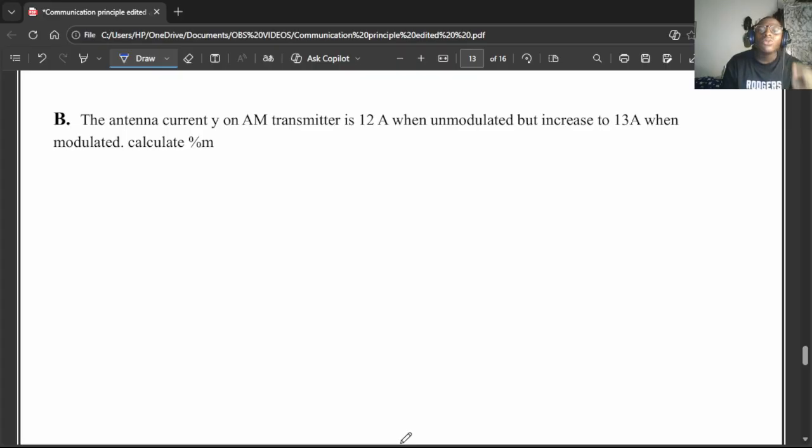They're not asking you to calculate for your percent M, but your modulation index. This should tell you what you are asked to calculate for: the modulation index. That is what you are now asked here.